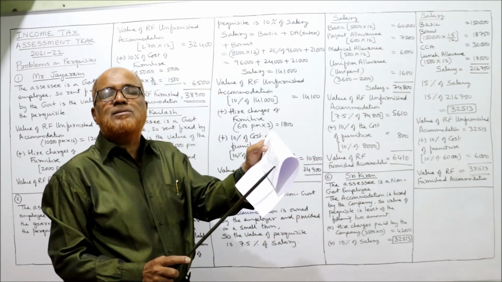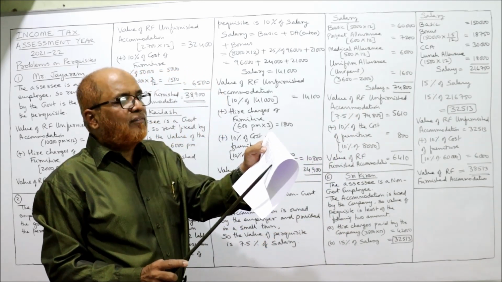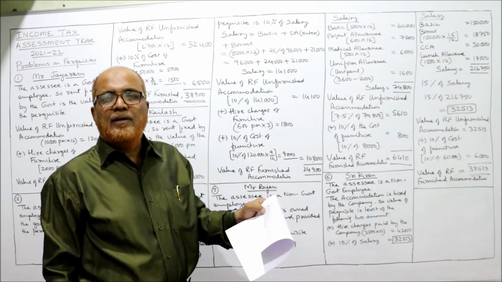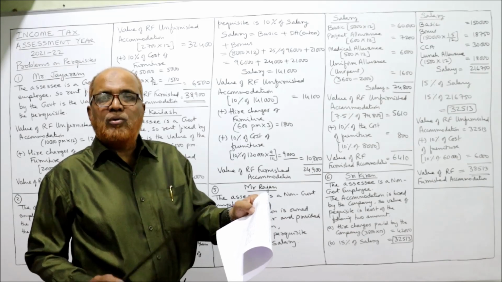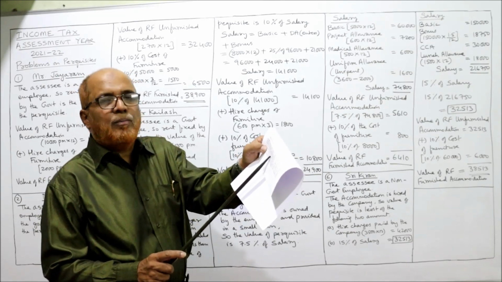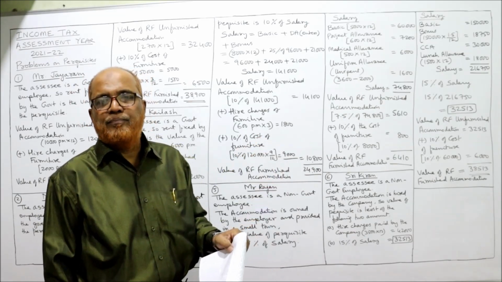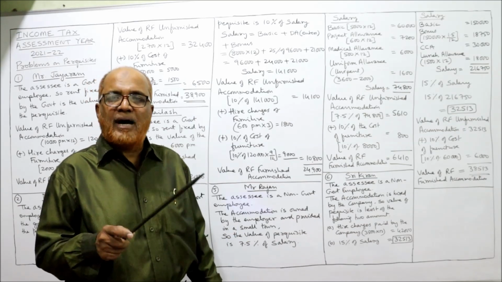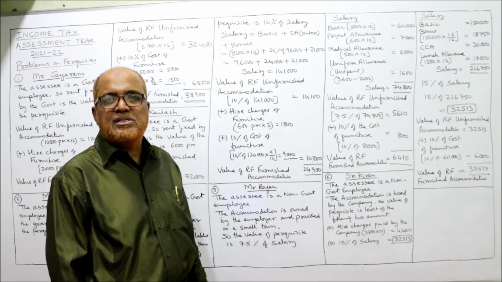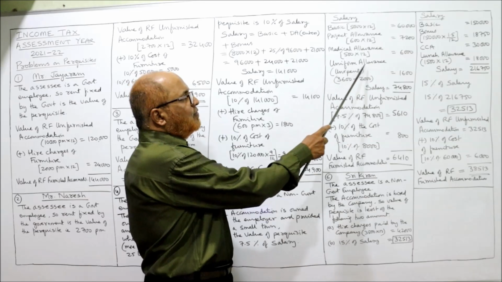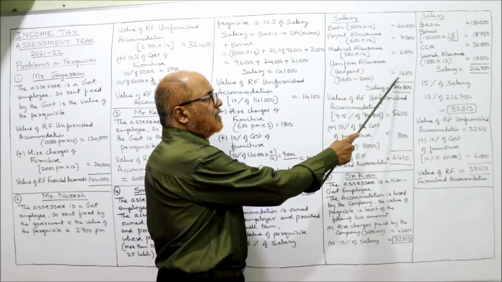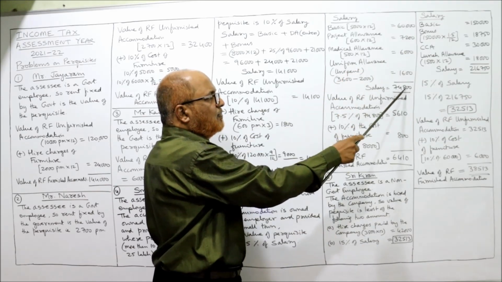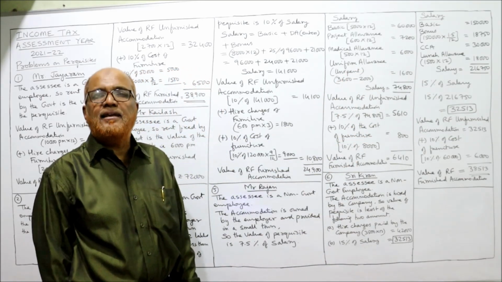Uniform allowance, the unspent amount, is taxable. Uniform allowance is 300 per month. 300 per month into 12, 3,600. Out of 3,600, 2,000 rupees he has spent on uniform. So 3,600 minus 2,000 is 1,600 taxable. So uniform allowance unspent, 3,600 minus 2,000, 1,600 taxable. Take the total, 74,800. Salary is 74,800.